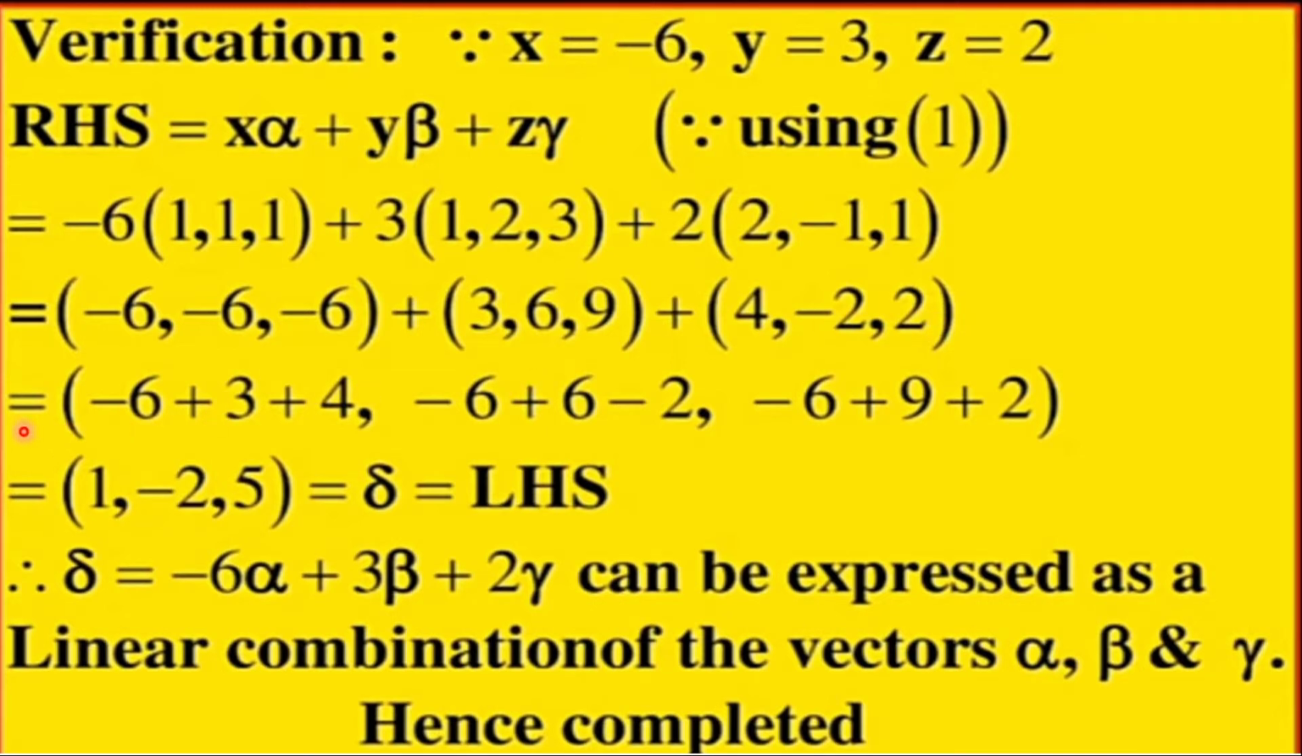That gives (-6 + 3 + 4, -6 + 6 - 2, -6 + 9 + 2). On simplification, we get (1, -2, 5), that is delta. Therefore, LHS equals RHS, meaning delta equals -6 alpha plus 3 beta plus 2 gamma. Therefore, delta can be expressed as a linear combination of the vectors alpha, beta and gamma. Hence completed.